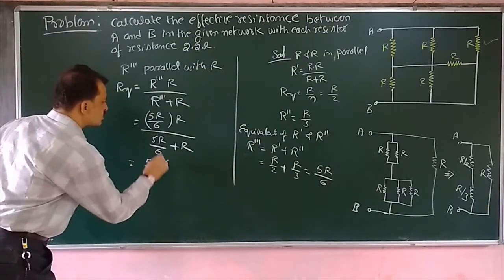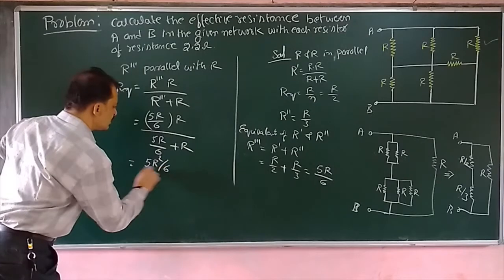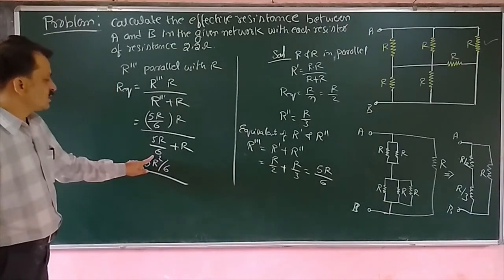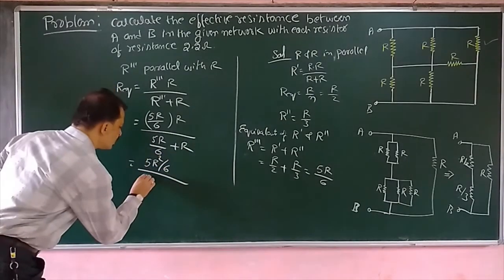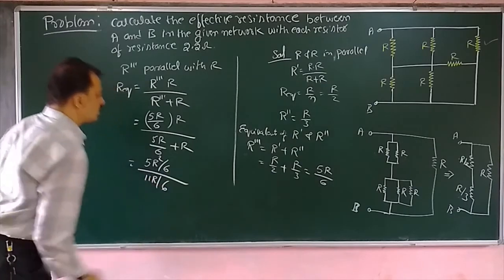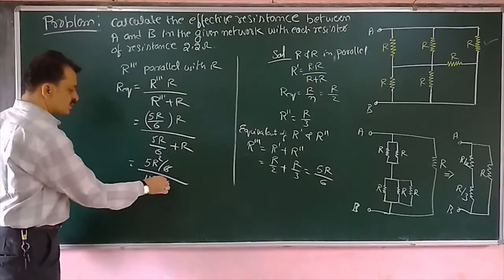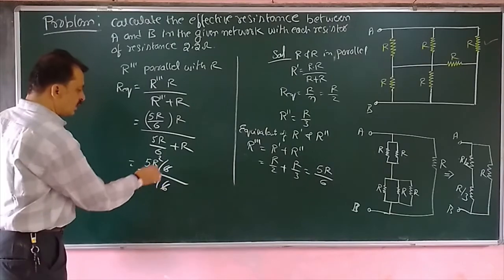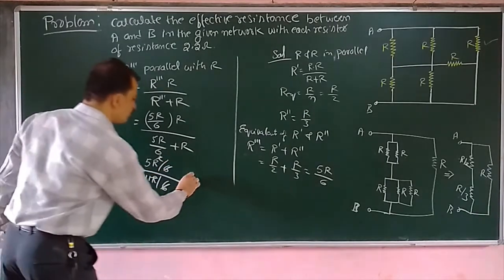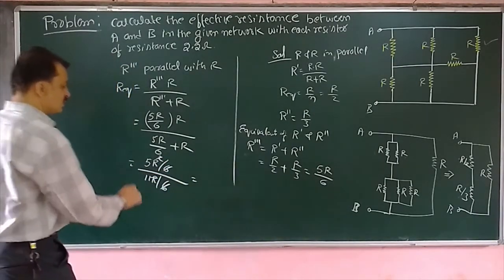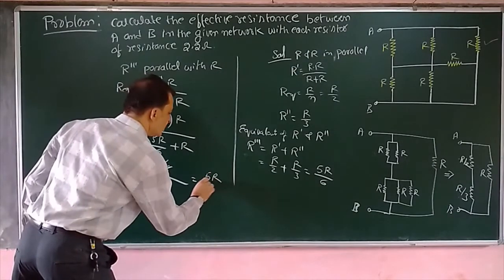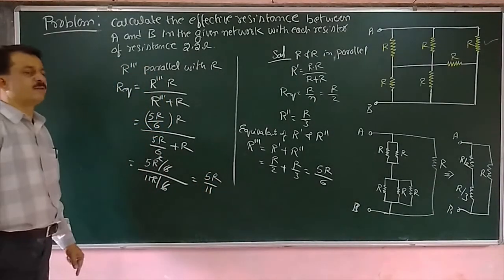5R into R, that is 5R square by 6, divided by, 6 is the LCM, therefore it is 11R by 6. Now 6 gets cancelled, one R gets cancelled. Therefore the final equivalent resistance is 5R divided by 11.